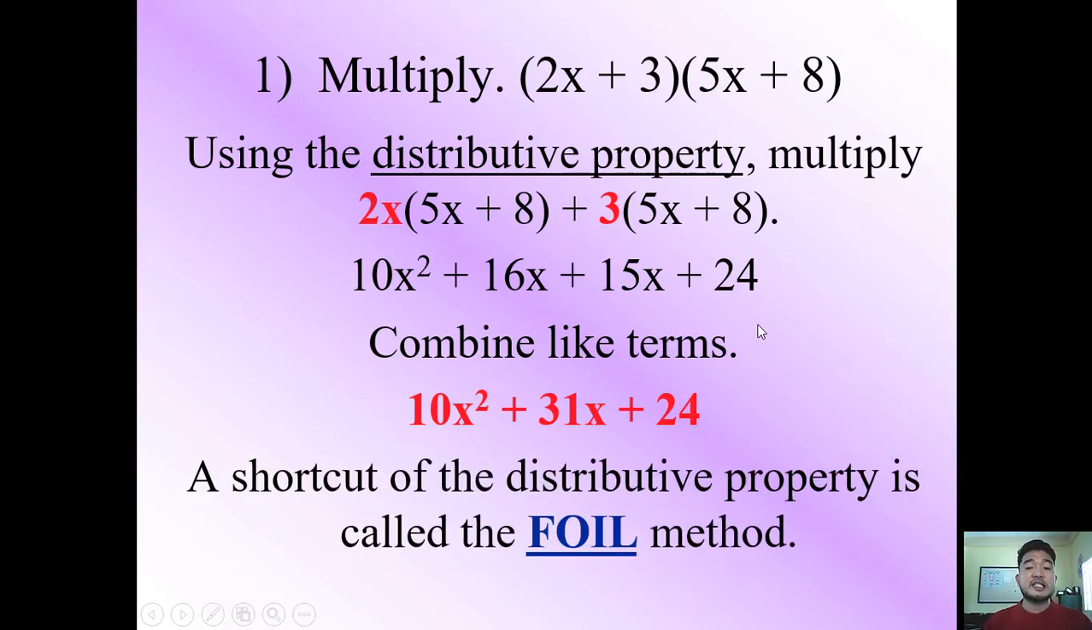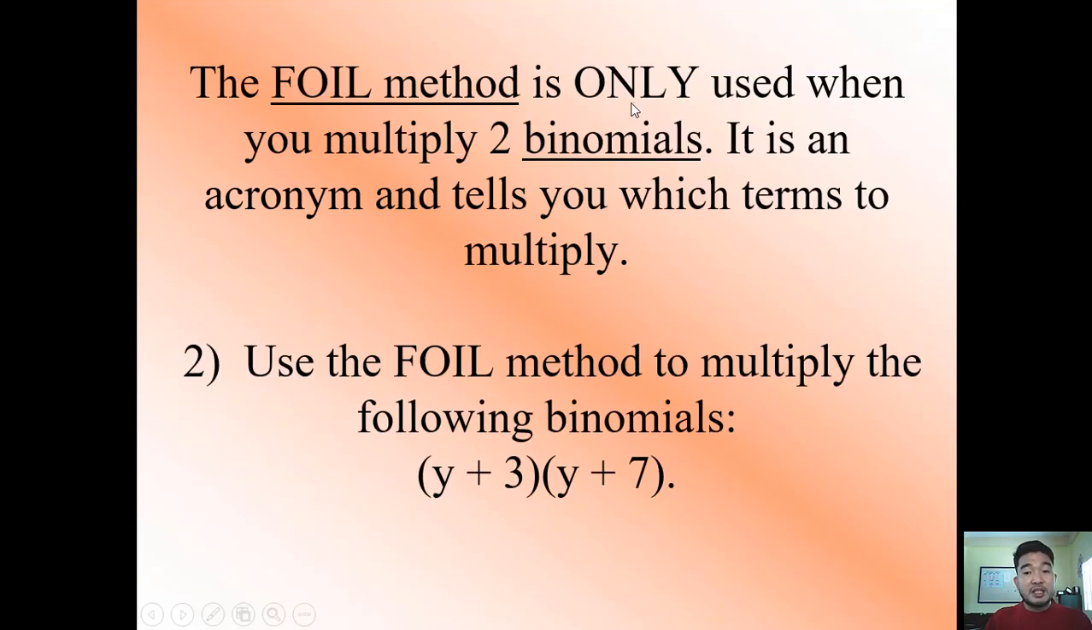A shortcut of the distributive property is called the FOIL method. So yung pangalawa nating i-discuss na method ay shortcut pala ng distributive property. The FOIL method is only used when you multiply two binomials like what I've said earlier. Magagamit lang natin ang FOIL method if and only if we are multiplying two binomials.